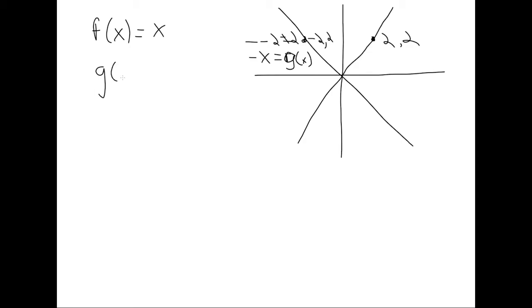So g is now going to be negative x. Again, for every single value, x is going to be on the negative side now, so the x value won't be correct in order to get the right y value. So we have to say negative x. We have to put a negative in front of the x.